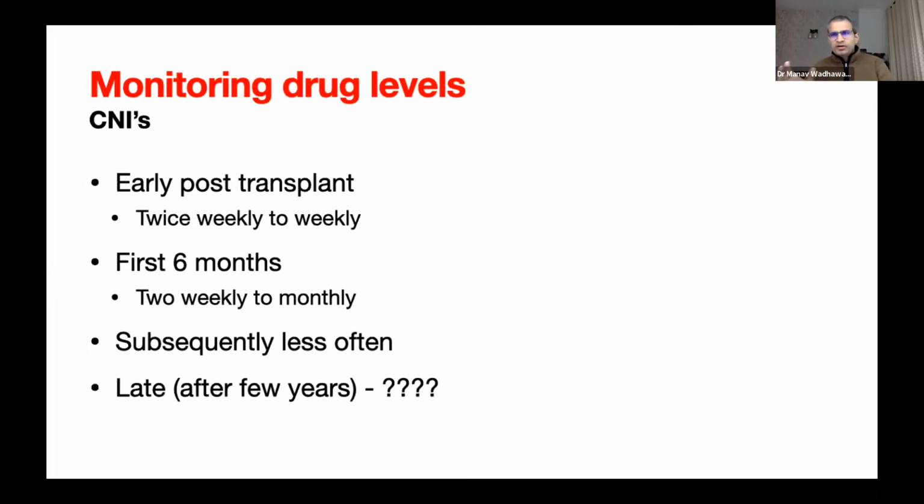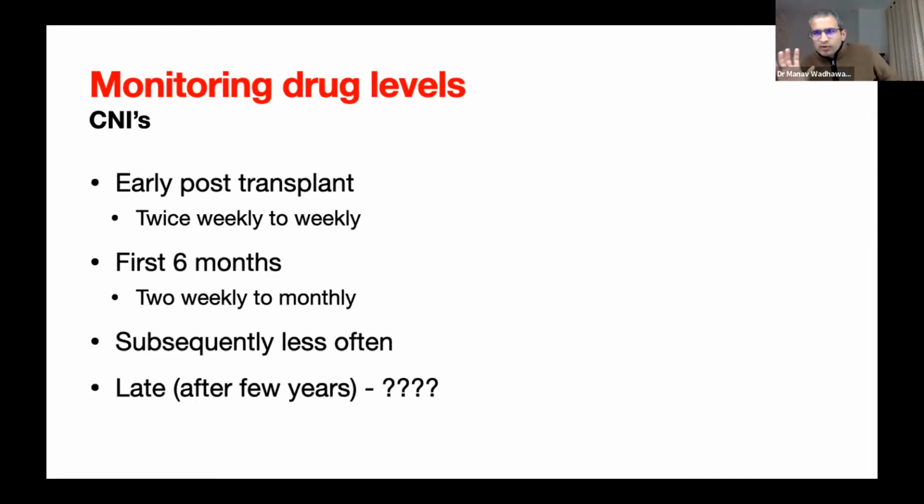How often do we monitor? That's an important thing. Now I told you early post-transplant, we should use HPLC. We at our center would measure at least twice weekly in the first week or second week, and subsequently weekly. The frequency of measuring will depend on the graft function. If the patient has a stable graft, we'll keep on decreasing the frequency of measuring. It will go down to monthly in the first 6 months. Subsequently, it is even less often, maybe once in 2 months.